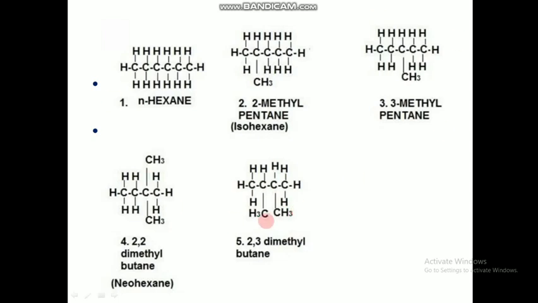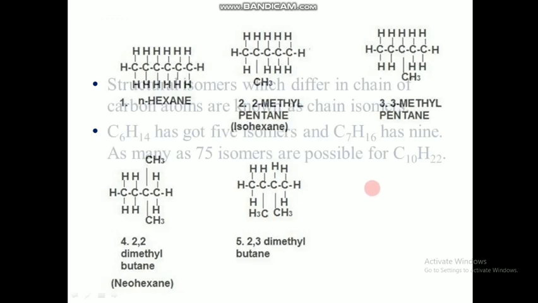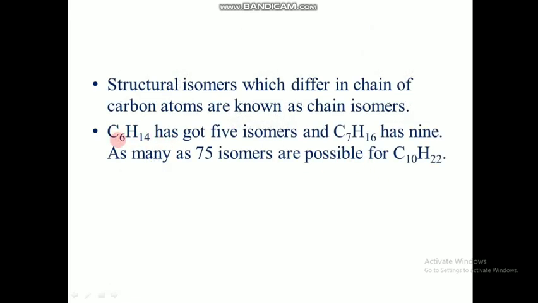So like this, more and more isomers are formed when the carbon atoms increase, as they have the availability of different structure types. So C6H14 or hexane has 5 isomers, but C7H16, when one carbon increases, will have 9 isomers. When it reaches C10H22 or decane, there are 75 isomers possible. So those 75 will have different properties also.